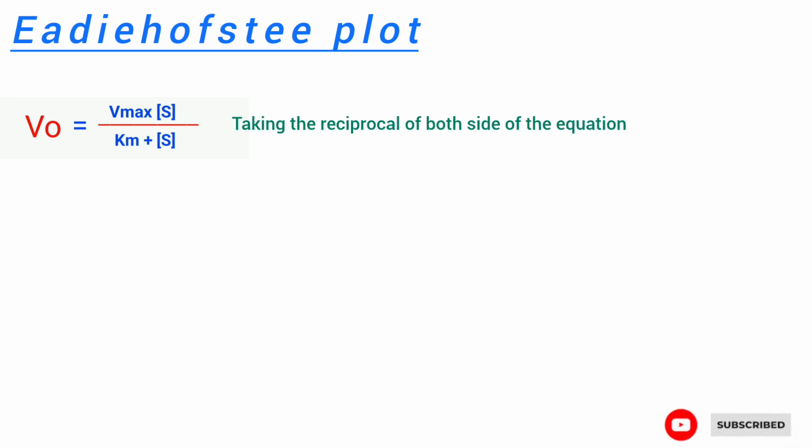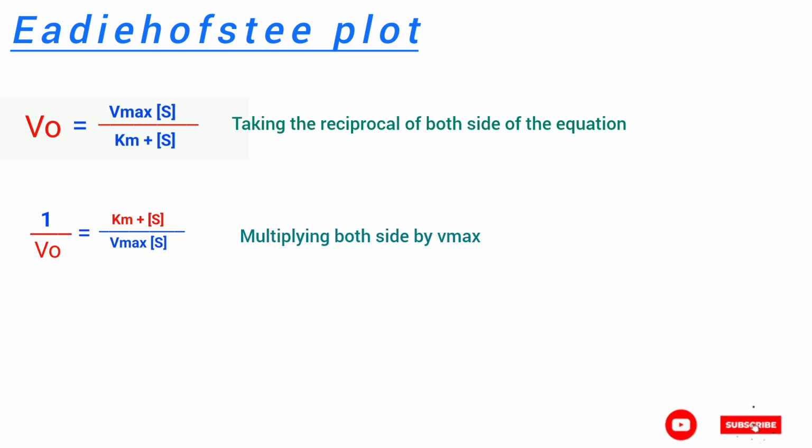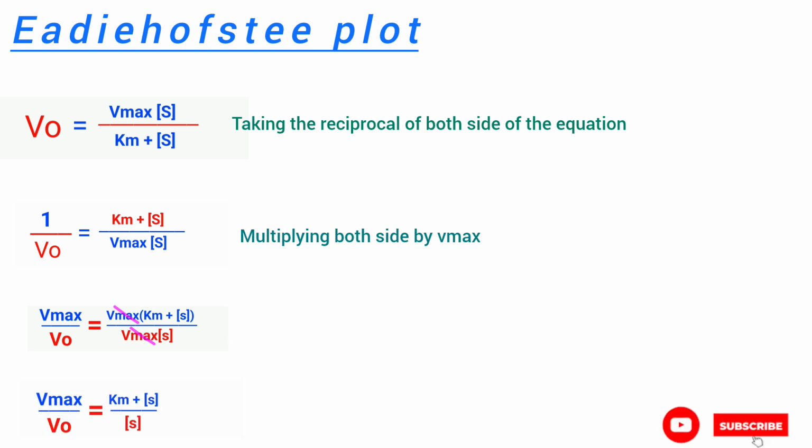Taking the reciprocal of both sides of the equation, we have 1 over V0 is equal to Km plus substrate concentration over Vmax times substrate concentration. Multiplying both sides by Vmax, we have Vmax over V0 is equal to Vmax into bracket Km plus substrate concentration over Vmax times substrate concentration. Now, if Vmax cancels Vmax, we have Vmax over V0 is equal to Km plus substrate concentration over substrate concentration.